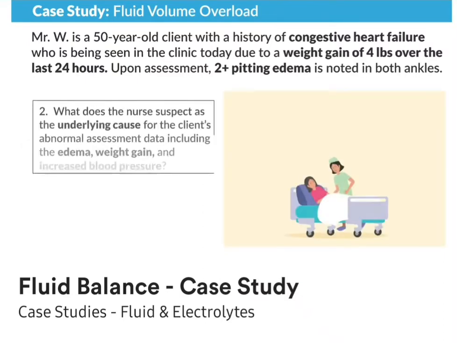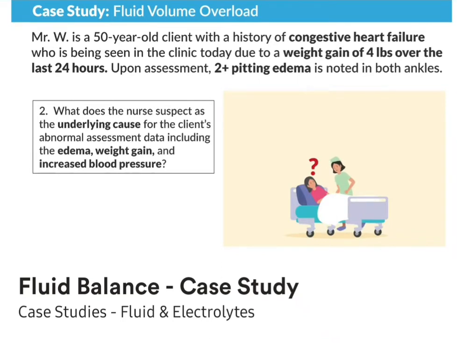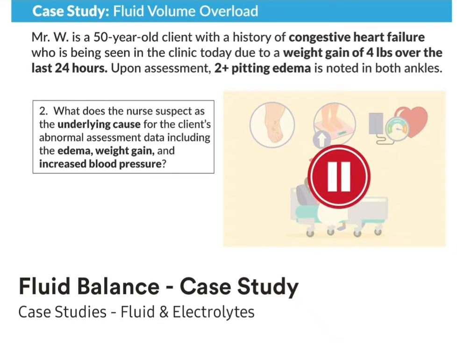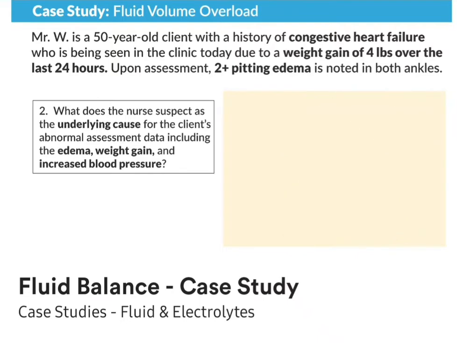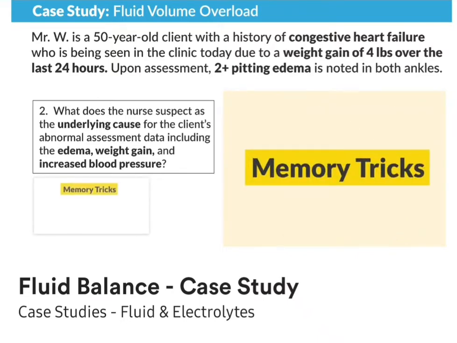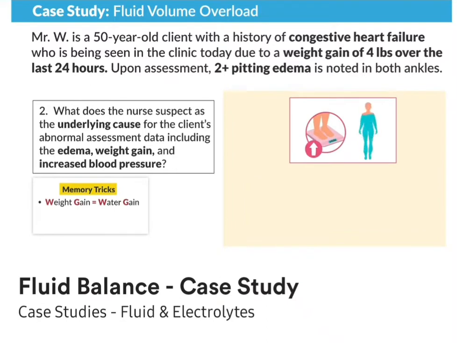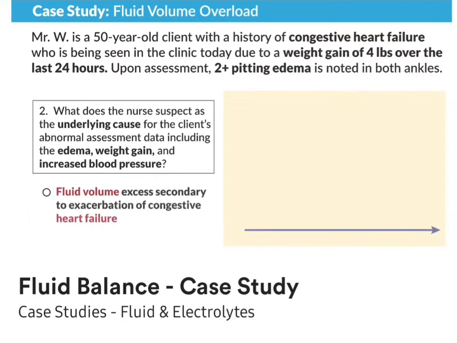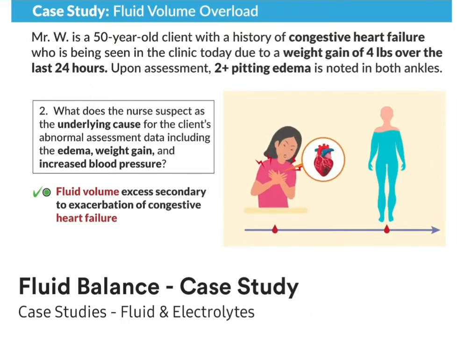So question 2, what does the nurse suspect as the underlying cause for the client's abnormal assessment data, including edema, weight gain, and increased blood pressure? So go ahead and pause the screen and try your best to answer this question in 60 seconds or less. So let's break this down. Well, just remember your memory tricks here. So weight gain is water gain. For our HF, heart failure clients, we have to think HF, heavy fluid in the body, as the body fails to pump blood forward. So the correct answer is fluid volume excess secondary to exacerbation of congestive heart failure.